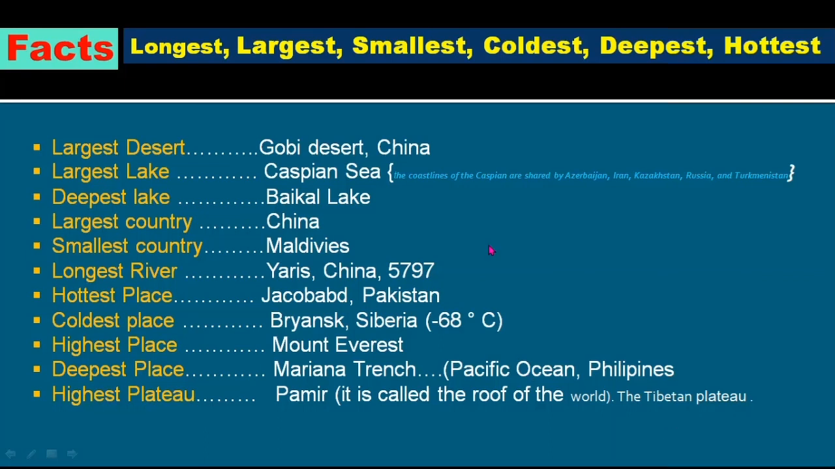So you can see here we have different types of characteristics in Asia. In the beginning, I told you that Asia is the most diverse, most populous, and the largest continent in the world. That's why most of the largest, longest, and deepest things, even in the world, are found here in Asia. So it was all about the Asian continent.